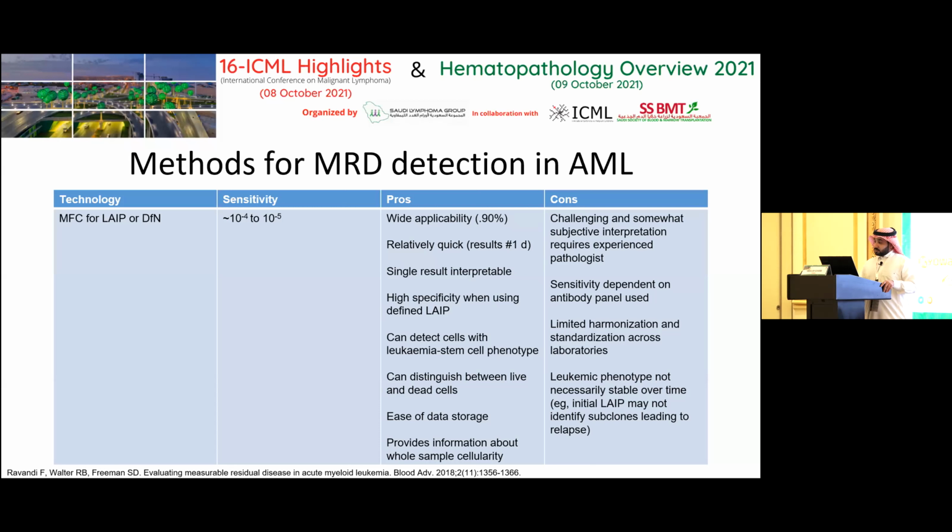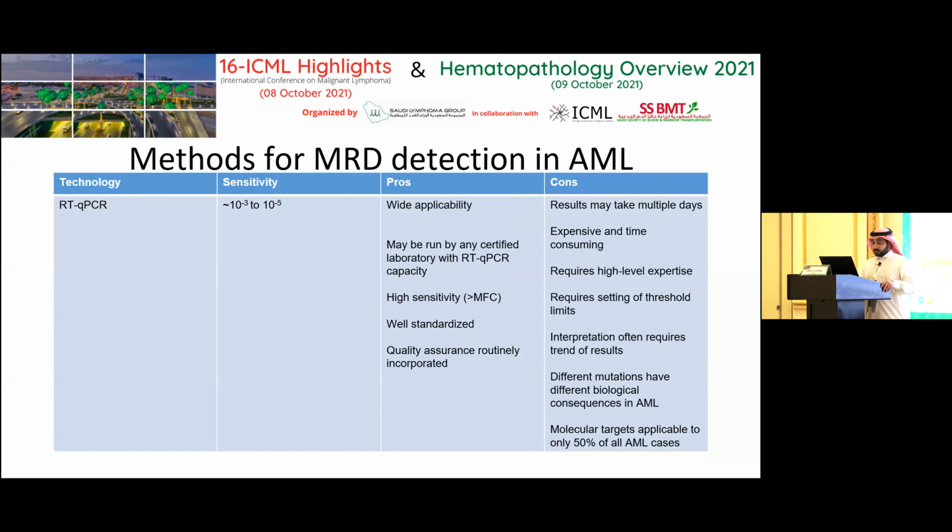What are the cons of this modality? It is a little bit challenging, and interpretation requires an expert pathologist. Sensitivity depends on the antibody panel used, and it is limited, not harmonized and standardized across laboratories. Leukemia phenotype is not necessarily stable over time. For example, the initial leukemia-associated immunophenotype may not identify a subclone leading to relapse.